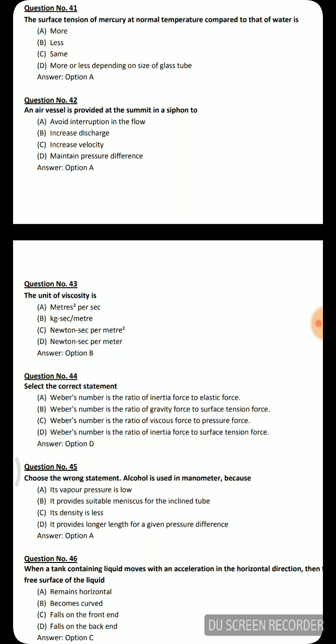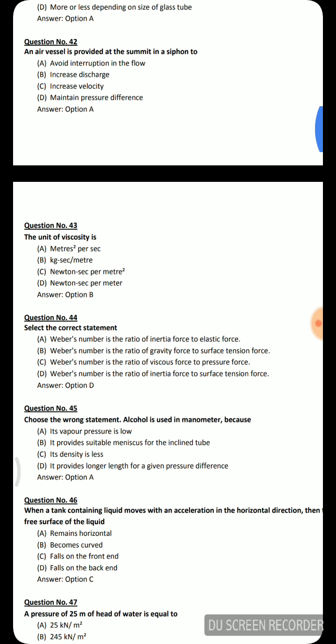Next question: choose the wrong statement. Alcohol is used in manometer because its density is less, because it also provides a suitable meniscus for the inclined tube, and it also provides longer length for a given pressure difference. So as B, C and D are correct, the incorrect statement is that its vapor pressure is low. Obviously in a manometer vapor pressure has no significance. So option A is the wrong statement, or the correct answer for this case.